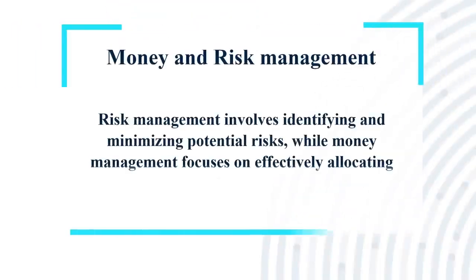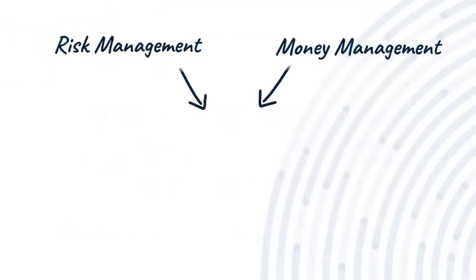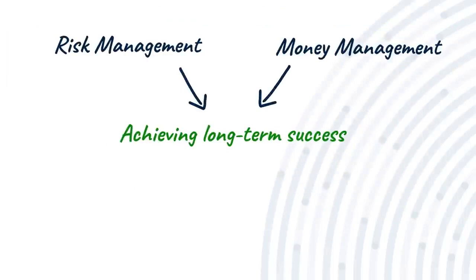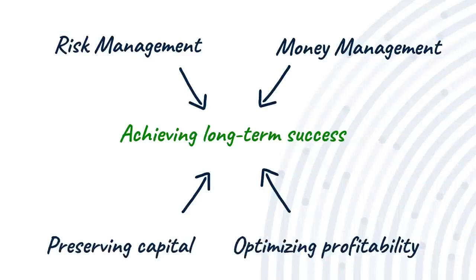So, what is money and risk management? Risk management involves identifying and minimizing potential risks, while money management focuses on effectively allocating and protecting trading capital. They both serve the same purpose, which is achieving long-term success by preserving capital and optimizing profitability.